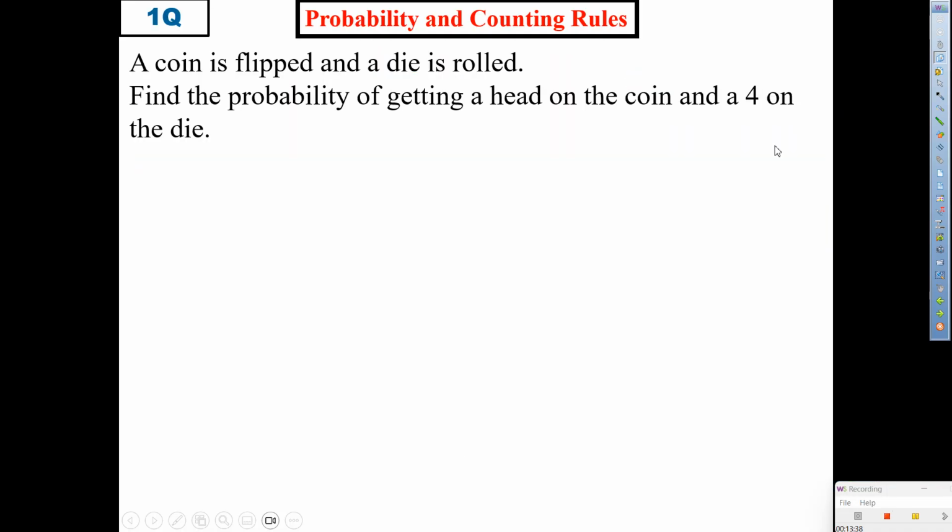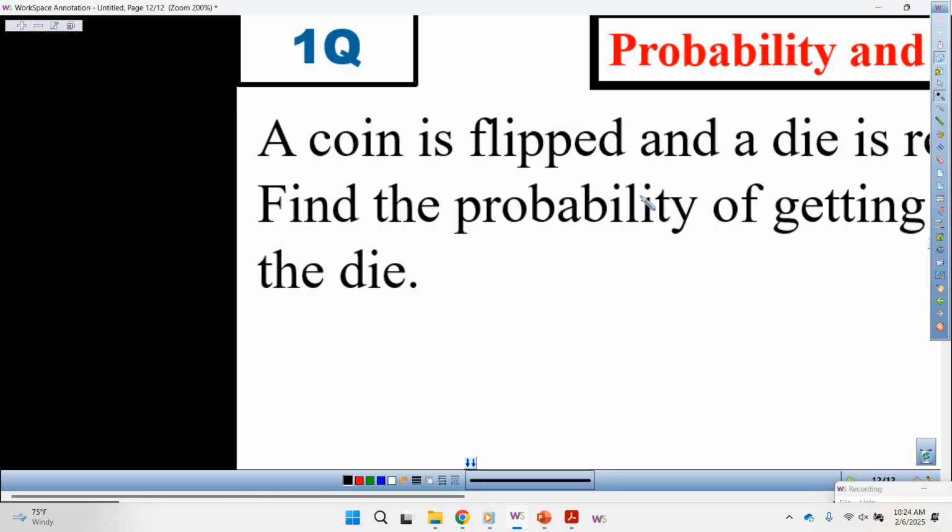So, copy this problem down, please. Example 1Q, write it on your paper. A coin is flipped and a die is rolled. Find the probability of getting a head on the coin and a 4 on a die. Write that down, please. I'll give you time. For this one, let's start with the formula. Write out the formula, please.